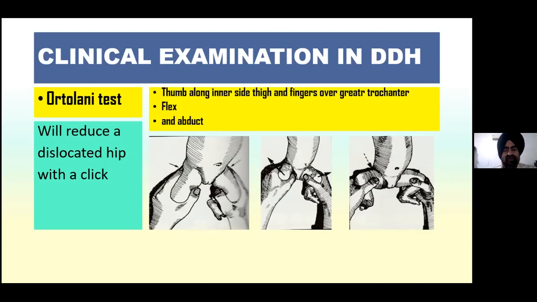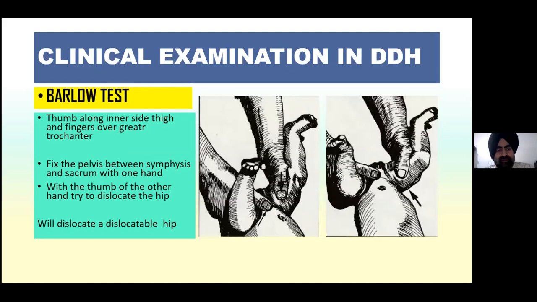The other is the Barlow's test. Here the thumb is along the inner side of the thigh and the fingers over the greater trochanter. Fix the pelvis between the symphysis and sacrum with one hand. With the thumb of the other hand, try to dislocate it. If the hip is dislocatable, it means the acetabulum is dysplastic, as in congenital dislocation of the hip, or DDH. Developmental dysplasia of the hip can be dislocated easily.